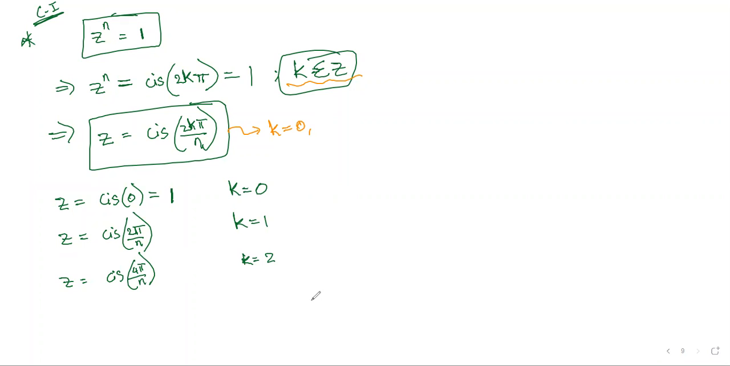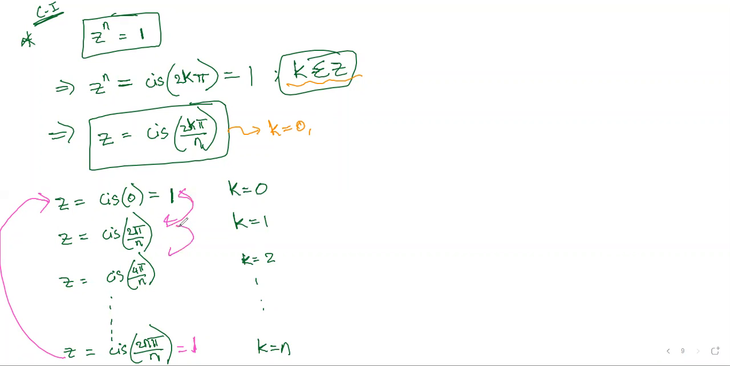Till where can I go? Let us say we reach the point k equal to n. If k is equal to n, I'll get 2n pi divided by n. But what does this mean? This is again 1, which is something we already wrote. It is not something new, not something distinct.